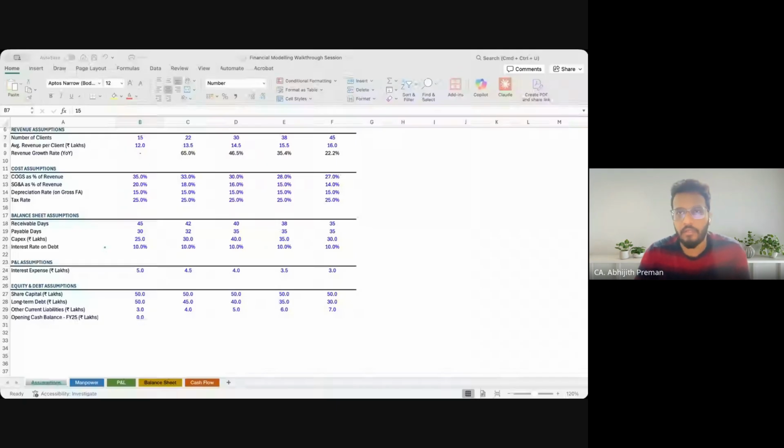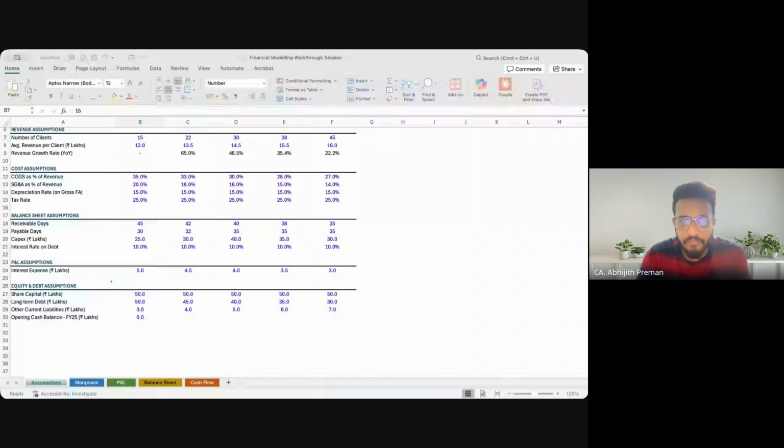Then I've kept a loan in this financial model, so the interest I have taken as 10%. Then interest expense I have taken 5 lakh, 4.5 lakh. So I have considered this as a 50 lakh debt. So 10% is coming as 5 lakh. Then there is a repayment happening. So that is an assumption I've taken here.